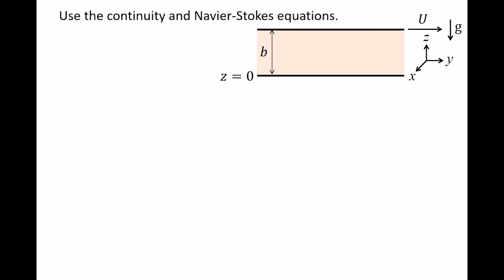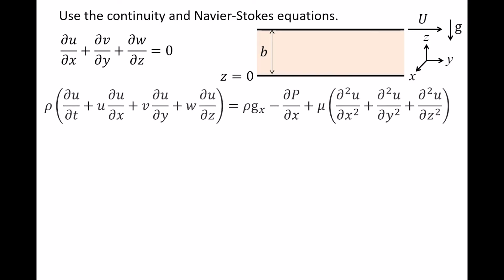To accomplish this, we will use the differential form of the conservation of mass and conservation of linear momentum equations, which are called the continuity and Navier-Stokes equations, for a rectangular coordinate system. The continuity equation for these flow conditions is partial u partial x plus partial v partial y plus partial w partial z equals 0.